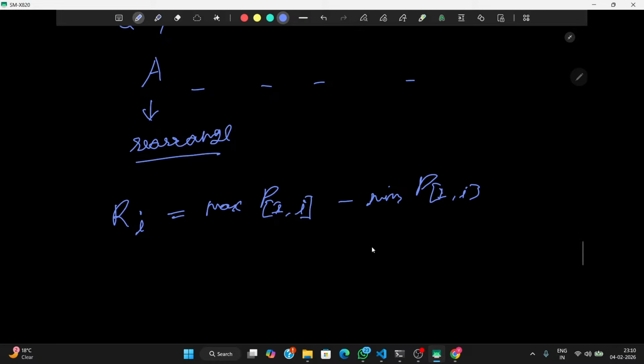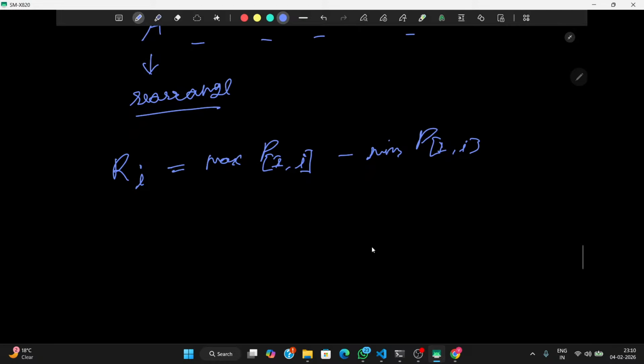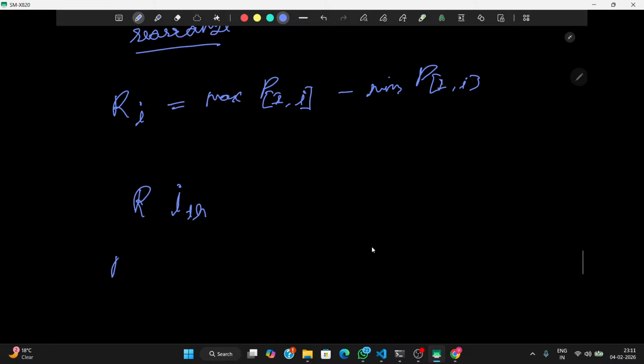Now, the first thing that we can notice is, suppose we have calculated the ith element of this R array. For R, we have calculated the ith element. Now, we can easily prove that R of I plus 1 will always be greater than or equal to Ri.